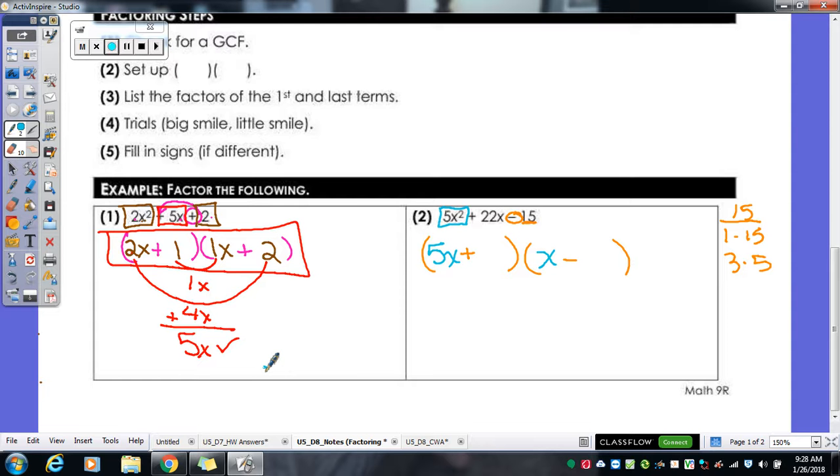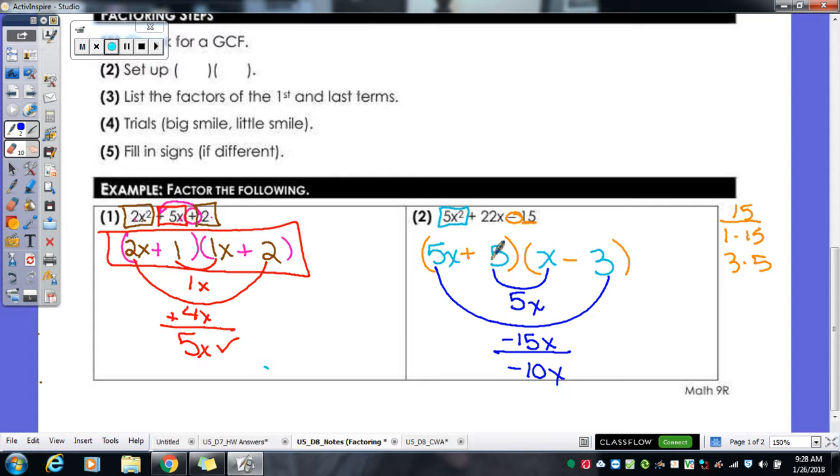So now we have some choices to make. For 15, we got 1 times 15, or we got 3 times 5. You want to try 3 and 5? All right. I'll put 5 there and my 3 there. So my little smile would be a 5x. My big smile would be a negative 15x. That gives us negative 10x. So that didn't work.